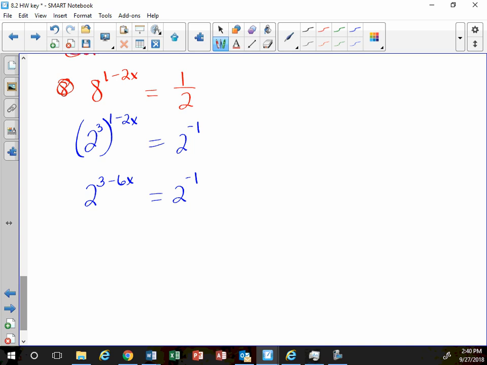All right, once you're here, guys, the bases are the same, right? What must be true about my exponents? They have to be equal. So I am now solving 3 minus 6x equals negative 1. And you're back in Algebra 1. You're good at this stuff? Okay, all right. I love this. I can do this all day. I got the answer. Did you get 2/3?